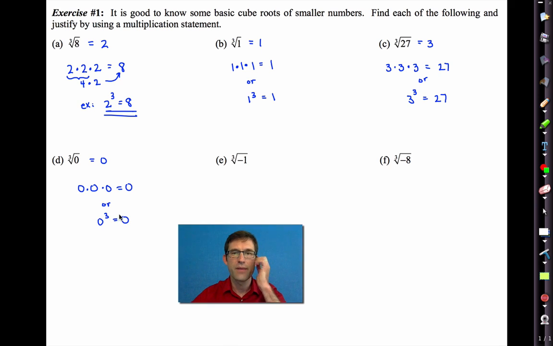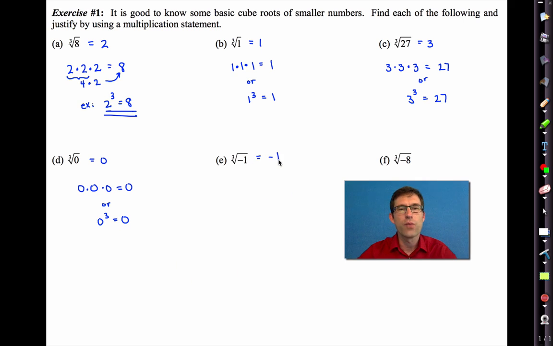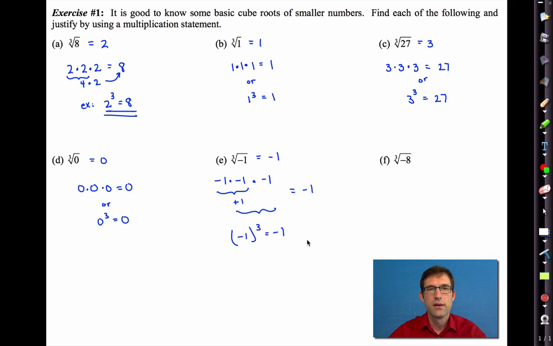Now the last two, those may have thrown you off a little bit. Remember with square roots, and we'll talk about this a little more in a second, you couldn't take the square root of a negative number. But cubed roots, they're not so limited. The cubed root of negative 1 is negative 1. And the reason why is that negative 1 times negative 1 is positive 1. But then when we multiply by negative 1 again, we get negative 1. In other words, negative 1 cubed, notice those parentheses, is negative 1.